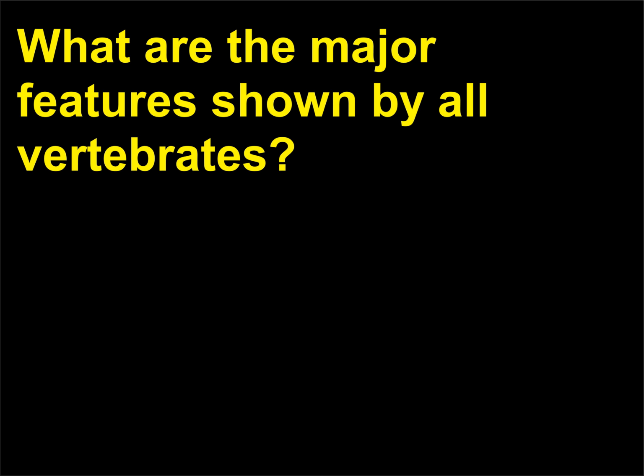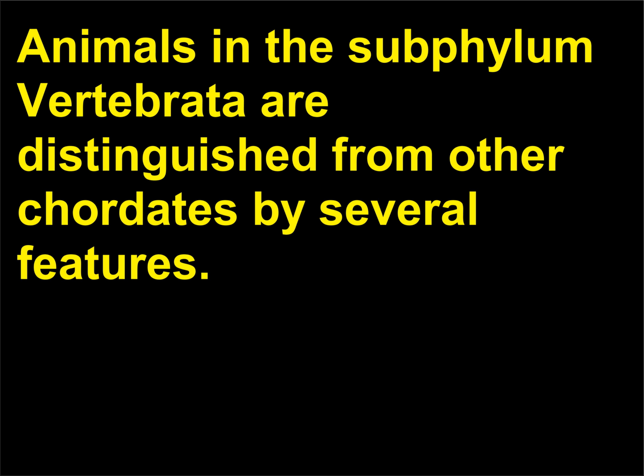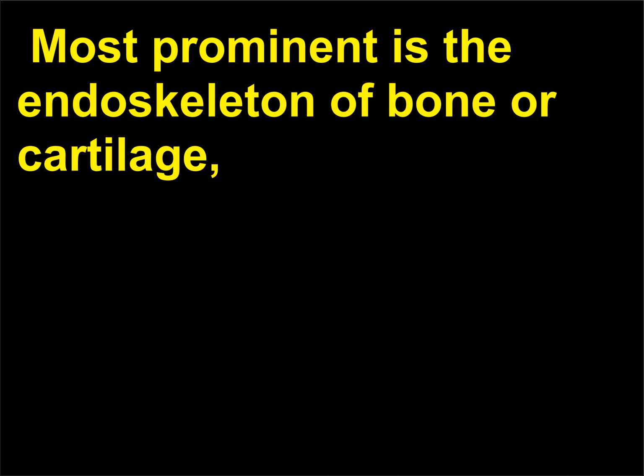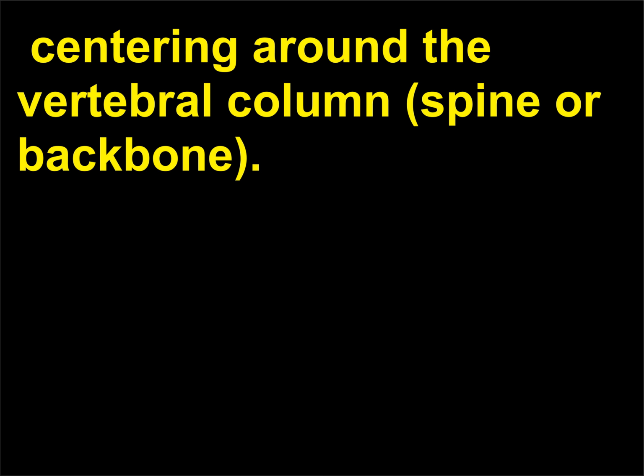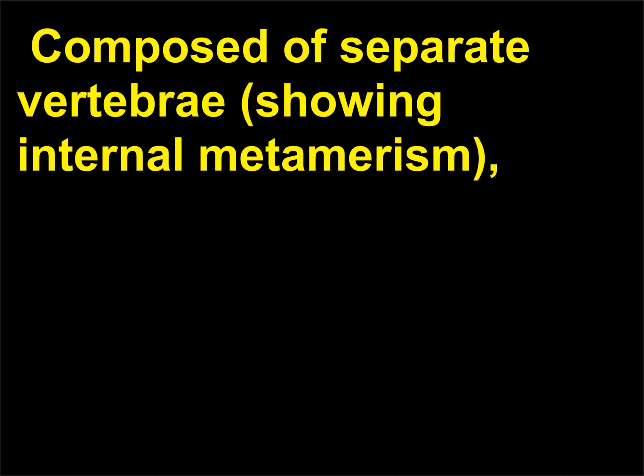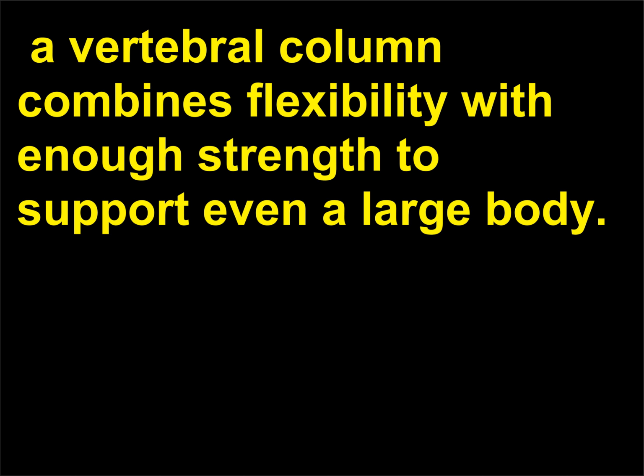What are the major features shown by all vertebrates? Animals in the subphylum Vertebrata are distinguished from other chordates by several features. Most prominent is the endoskeleton of bone or cartilage, centering around the vertebral column, spine or backbone, composed of separate vertebrae, showing internal metamerism. A vertebral column combines flexibility with enough strength to support even a large body.